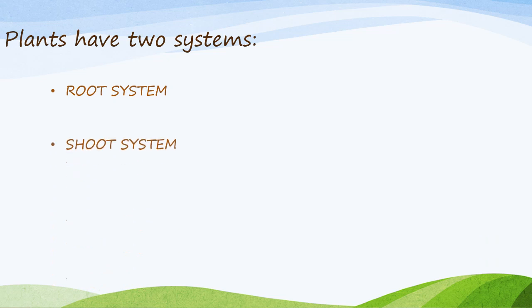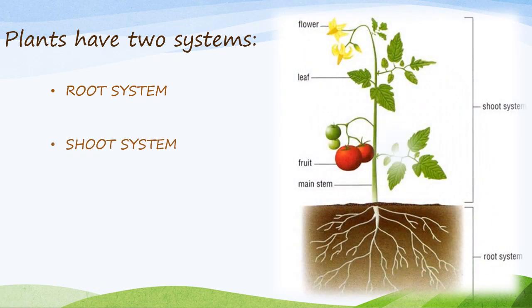So let us begin. Plants have two systems: the root system and the shoot system. The root system has roots, and the shoot system has stems, fruits, leaves and flowers. So let's move ahead.